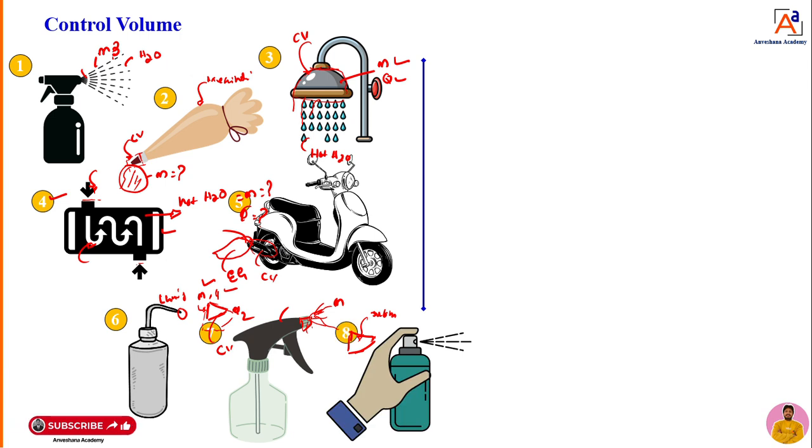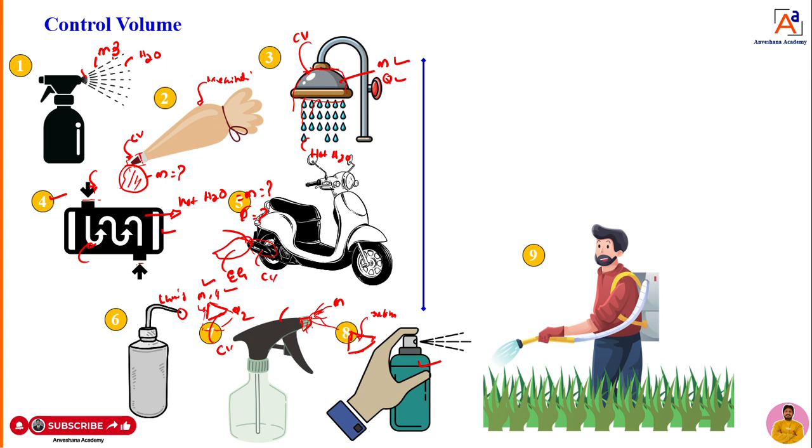Like that, you can take a perfume bottle also. When we spray perfume, that bottle acts as one of the applications of control volume. Like that, you can take pesticides. When we spray pesticides or fertilizer, how much amount you are going to transfer, that also we can calculate with the help of a volume. That volume we can call a control volume.